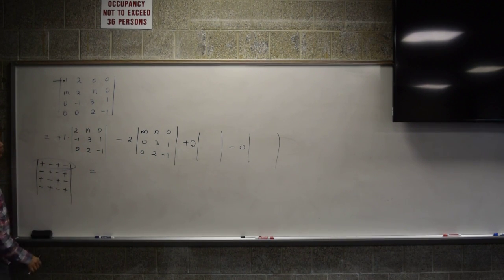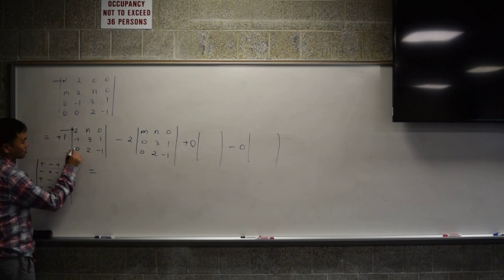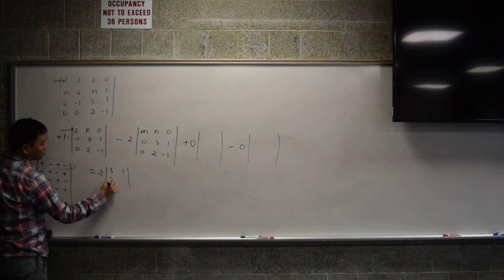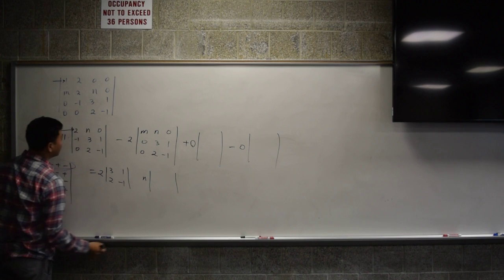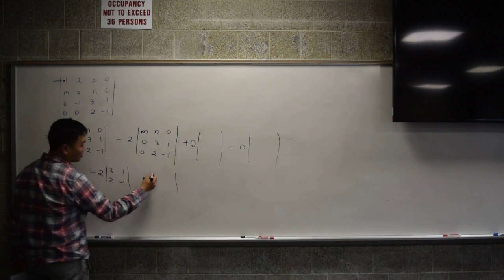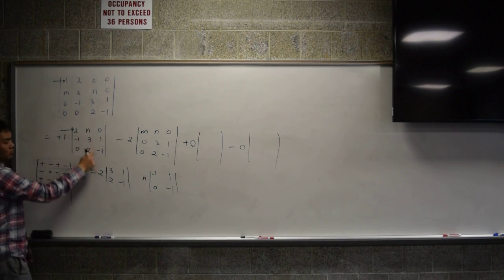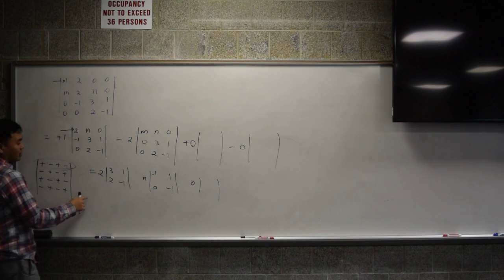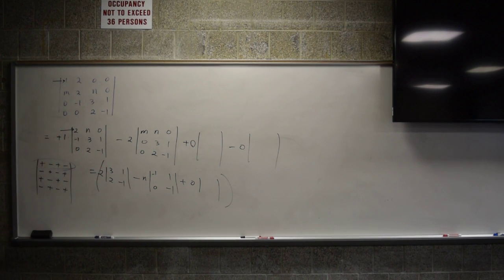I have to expand this. Which one do you prefer? I guess it doesn't matter. Let's just use the first row. So for this one, it's 2 times the minor, 3, 1, 2, minus 1. And then n times negative 1, 1, 0, negative 1. And then you have 0 times something, which I don't care. Still, you have to apply the checkerboard of signs, plus, minus, plus. So that's what happens to the first one.